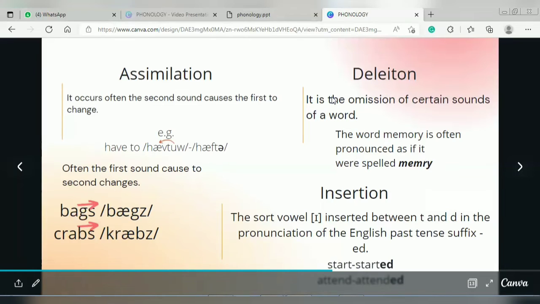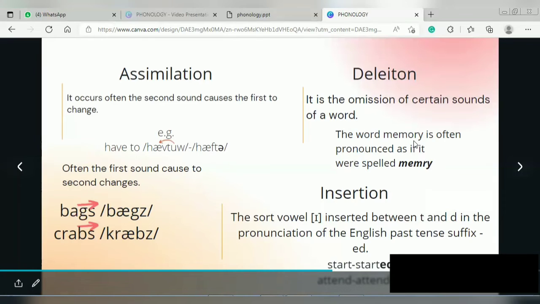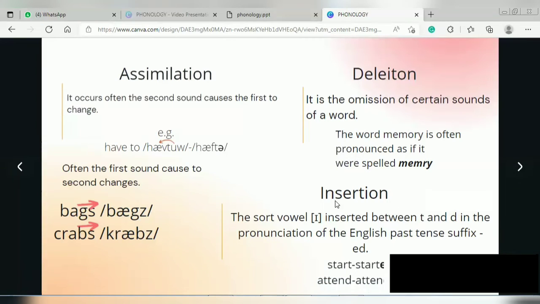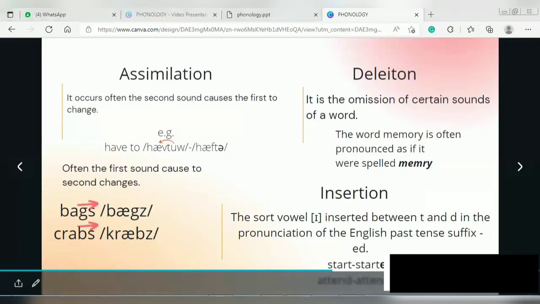On another hand, we have deletion. In this case, it is the omission of certain sounds of a word. For example, the word memory. With the deletion, we omit the O sound. The pronunciation of this is memry, memry, okay?